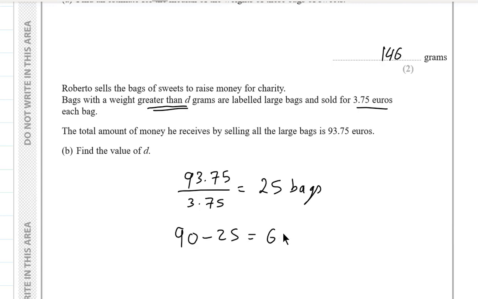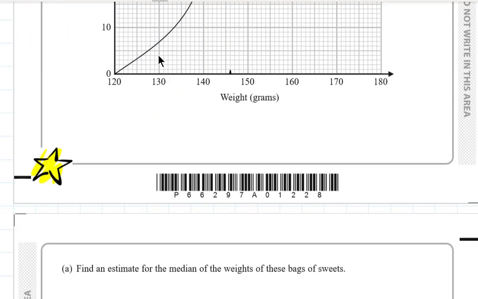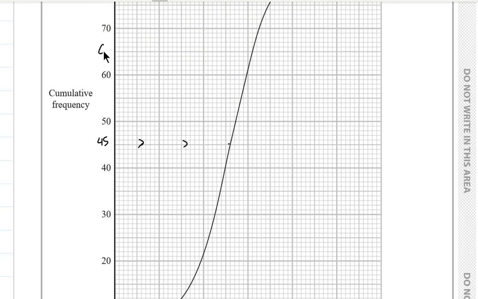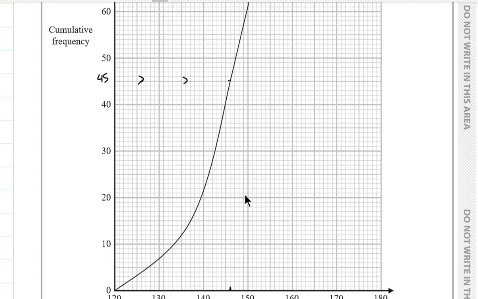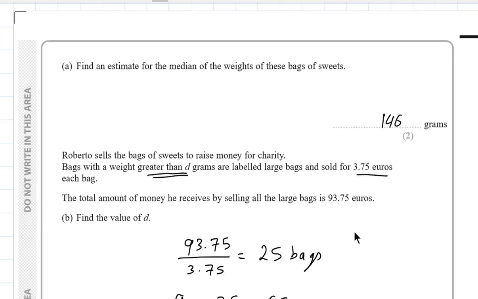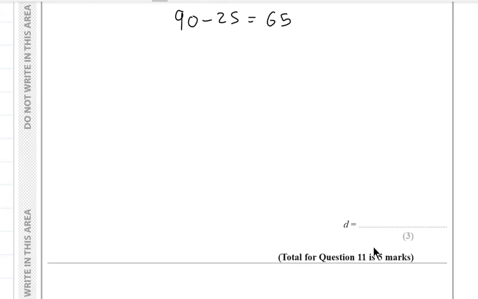Which is 65. So we must go to the cumulative frequency curve, look at 65 here, and try to get the corresponding value of D. This point is maybe one small box after this line, which will be 151. So D will be 151. Very nice question.